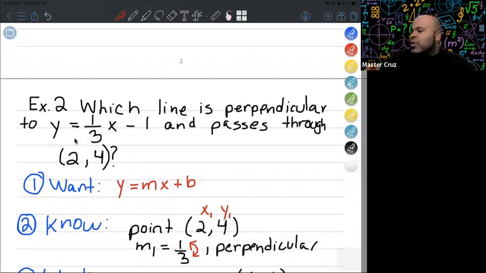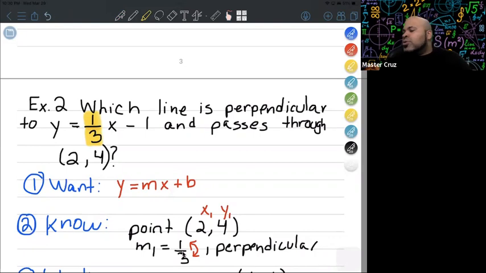How did I know this is 1/3? Because when I look at the problem, the only reason they gave you the equation of a line that it's perpendicular to is so that you can look at the slope. We don't care about the 1. We don't care about anything else. We just look at the slope. So the slope here is 1/3.